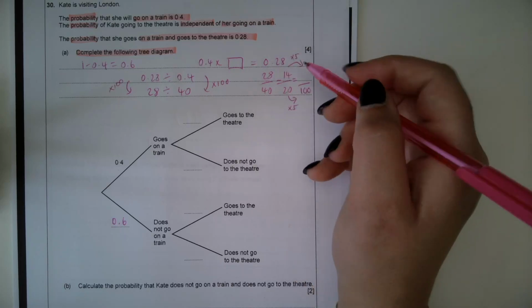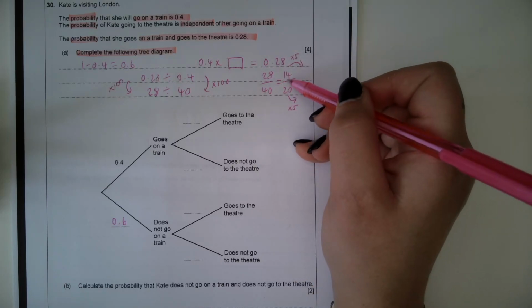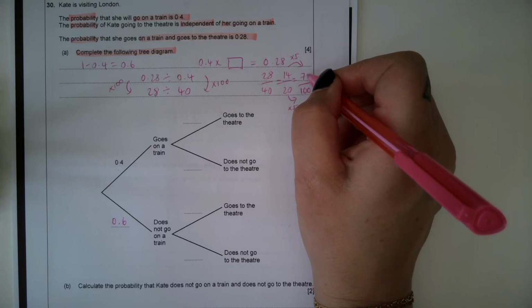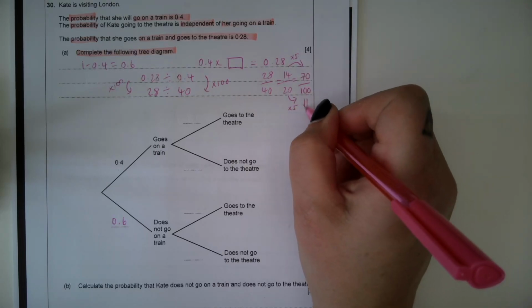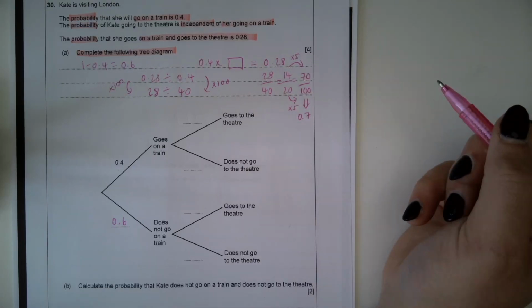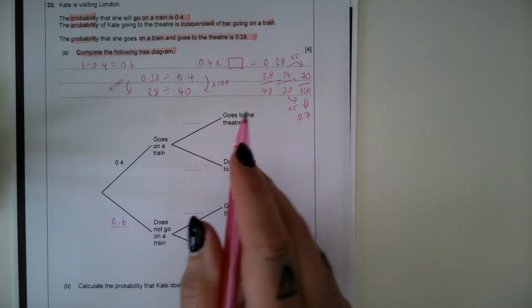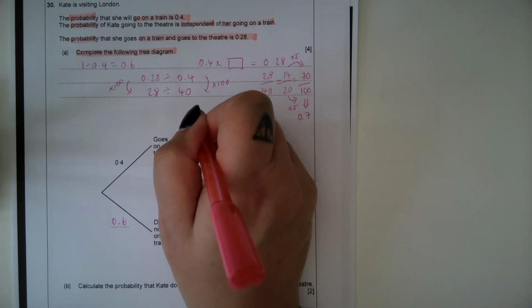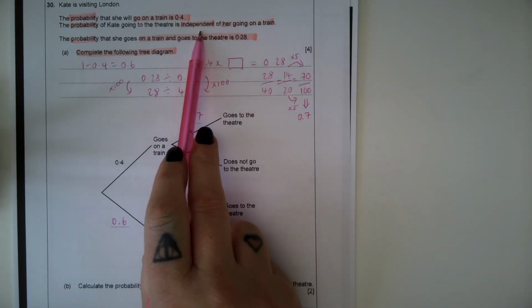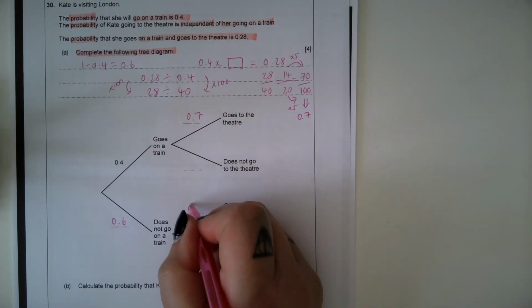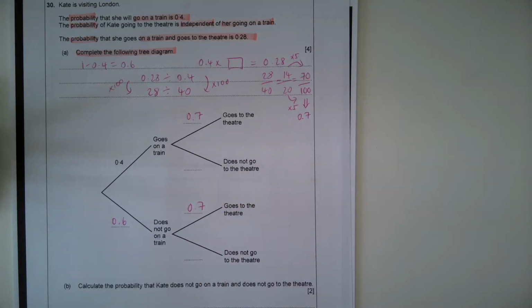So 14 times 5. 10 times 5 is 50. 4 times 5 is 20. So that's 70. So this is 0.7. Okay. So the probability that Kate goes to the theatre is 0.7. Now, these probabilities are independent of each other, so it would be 0.7 down here as well.